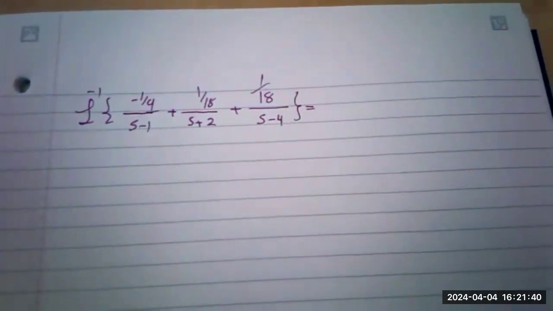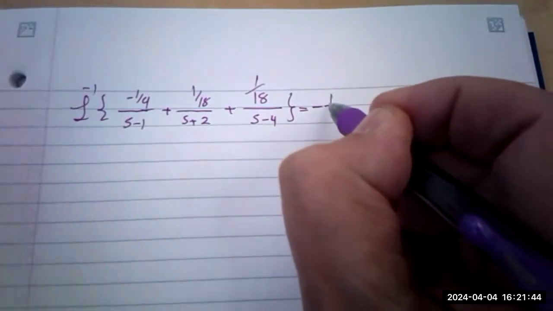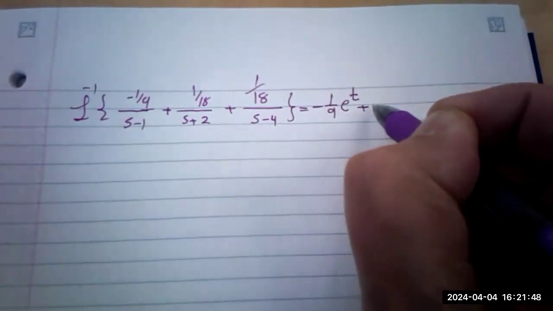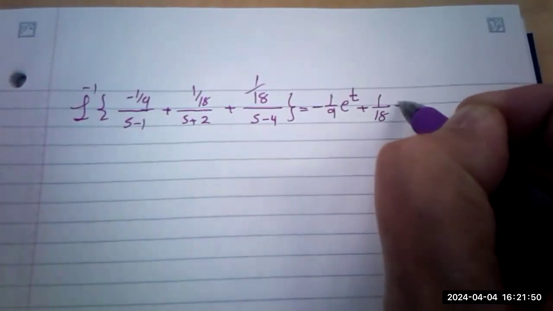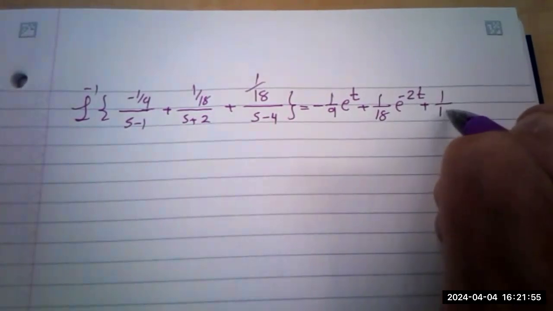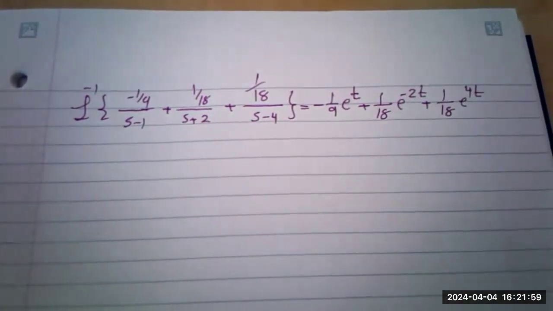To break it, you pull out the numbers; they are all exponential. So this is going to be negative 1/9 e to the t. The other one is 1 over 18 e to the negative 2t. And the last one is 1 over 18 e to the 4t. And it's a linear format, it's all exponential functions.